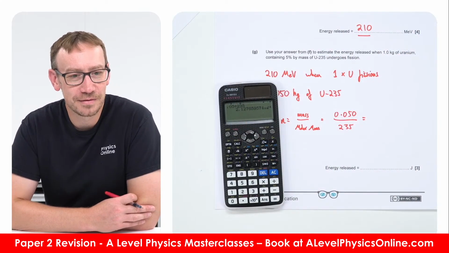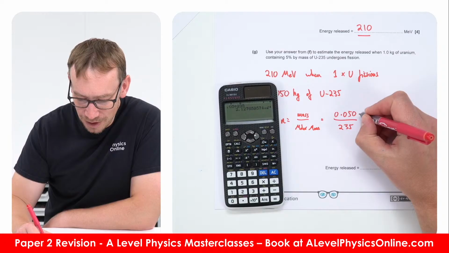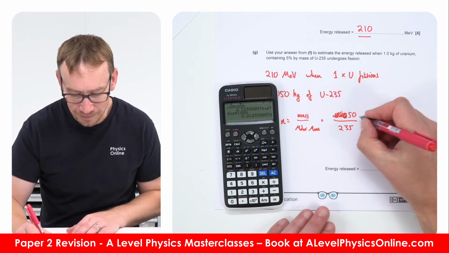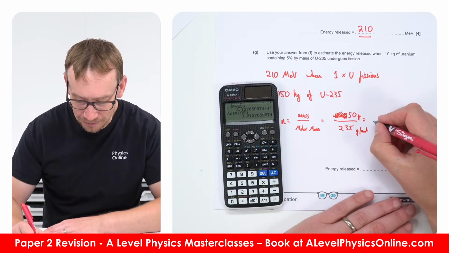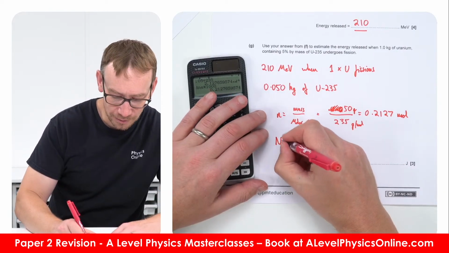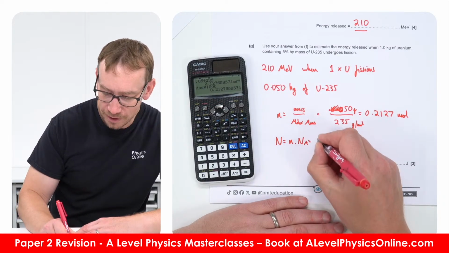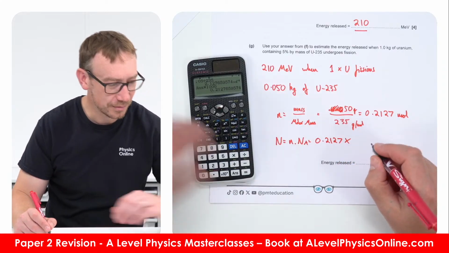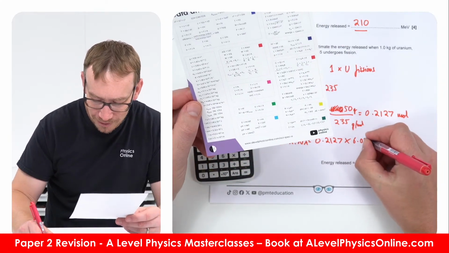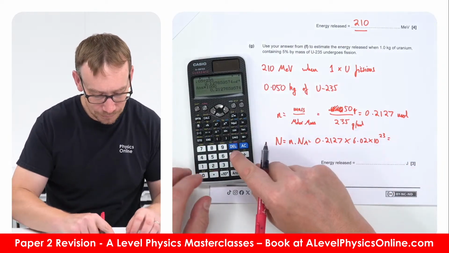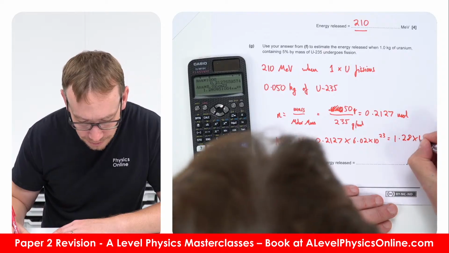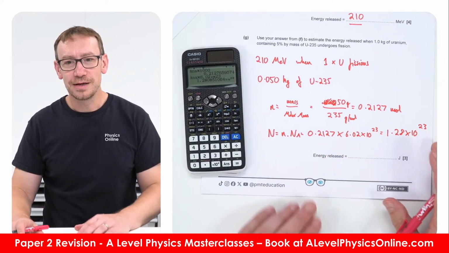Oh yeah, 235 is grams per mole. So in that case, I'm going to do the top one in grams. So I'm going to do 50 divided by that. So 50 grams over 235 grams per mole, and therefore that's equal to 0.2127 moles. So the number of particles is going to be the number of moles times Avogadro's number. So 0.2127 times 6.02 times 10 to the 23, which is 1.28 times 10 to the 23 uranium atoms.